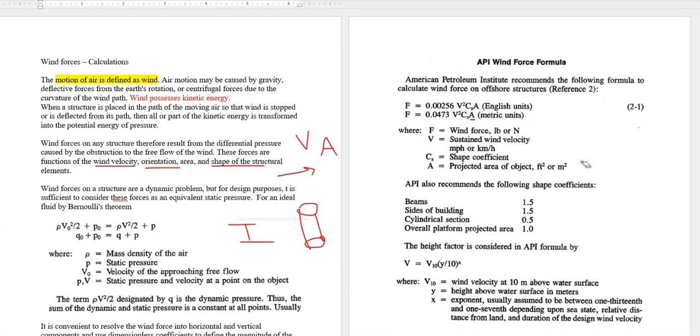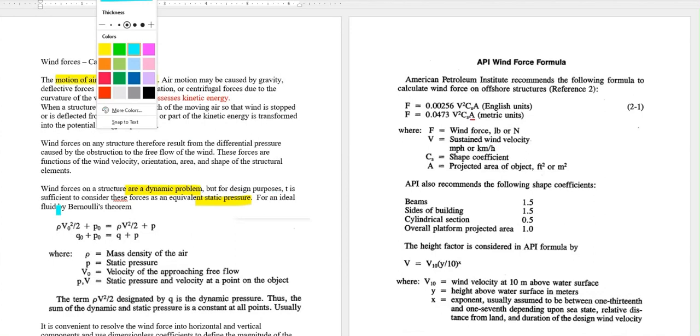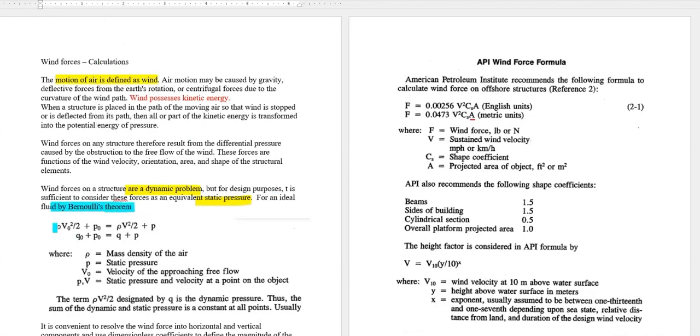Now let us see wind forces on a structure as a dynamic problem. Here you can see wind forces on a structure is a dynamic problem, but for design purposes it is sufficient to consider this as an equivalent static pressure. For an ideal fluid, by Bernoulli's theorem, rho v squared by 2 plus p naught, rho naught, right? Rho v squared by 2 plus p. So here this rho v squared by 2 is the q0, which is nothing but the dynamic pressure. Rho v squared by 2 is the term where the velocity comes.